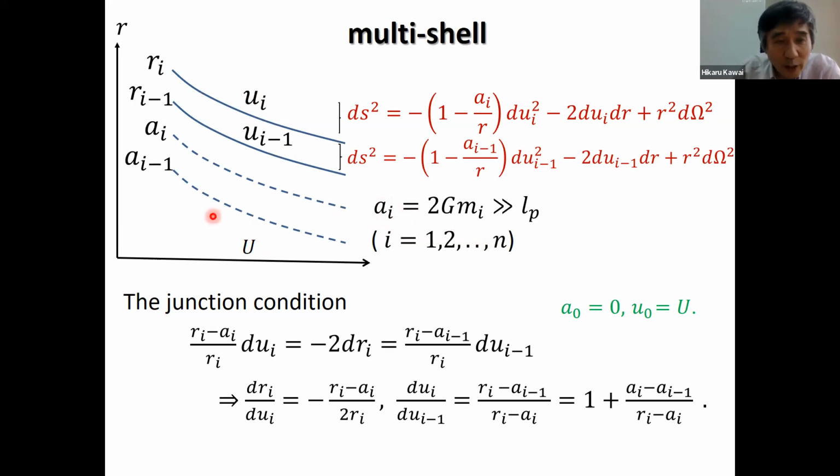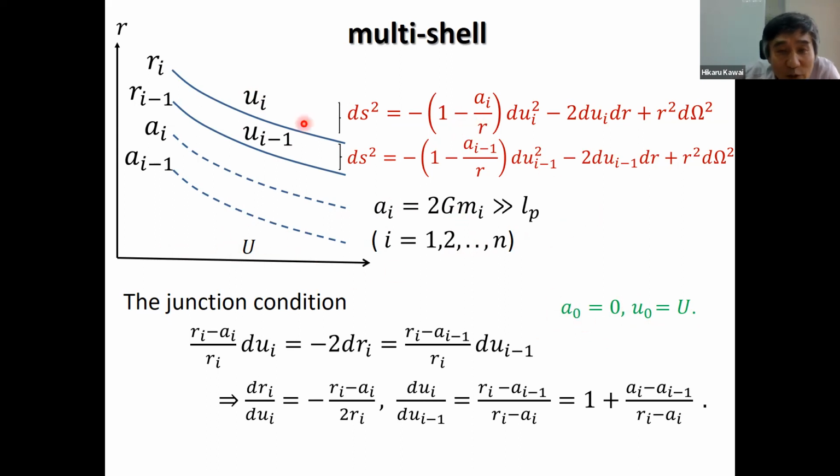So we have a_1, a_2, up to a_n, and for simplicity, we set a_0 to be 0 and u_0 to be U. So U is the retarded coordinate at r equals 0. And formally, we set a_0 equals 0, so the mass is 0.